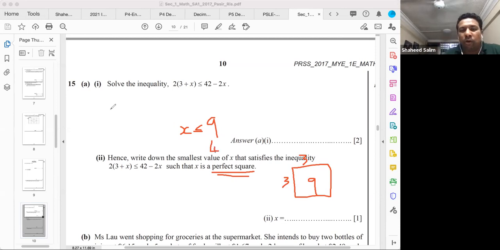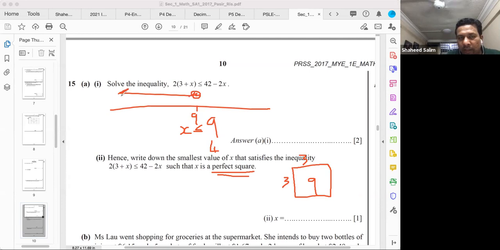You can get 4 also, because you remember your number line is here. This is 9. Just now you did the shading, right? Then we agree it goes this way. So what are the squares? Didn't I show you the squares? Perfect squares are like that. And 1. The smallest square is 1.